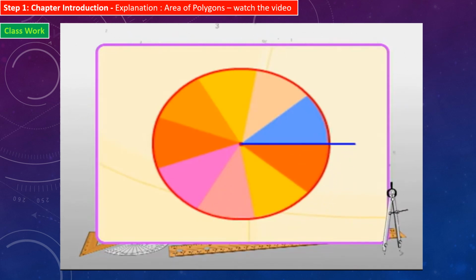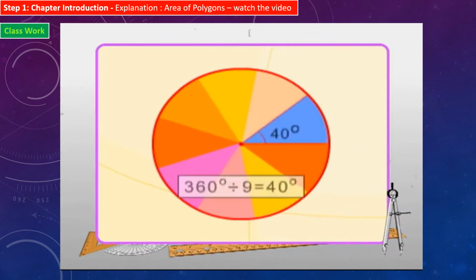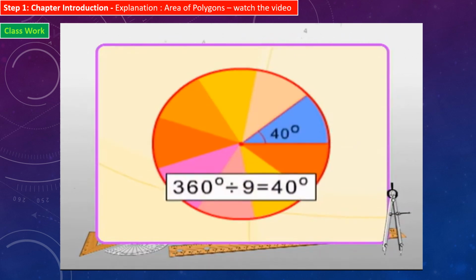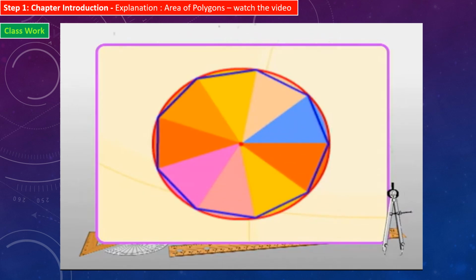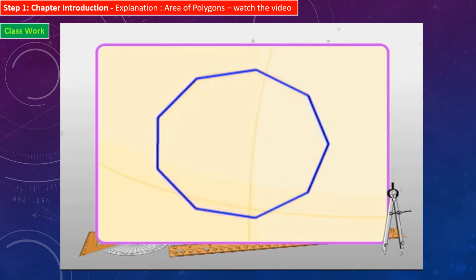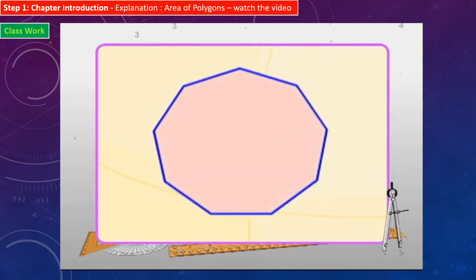Which can be drawn by making each of the central angle equal to 360 degrees divided by 9, that is 40 degrees. In the similar manner, we can obtain all other regular polygons.